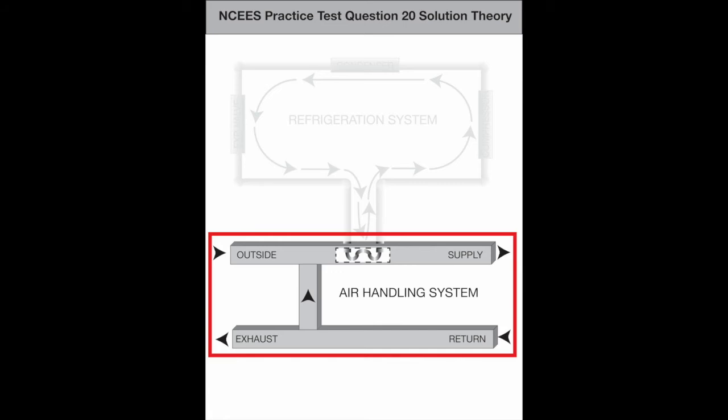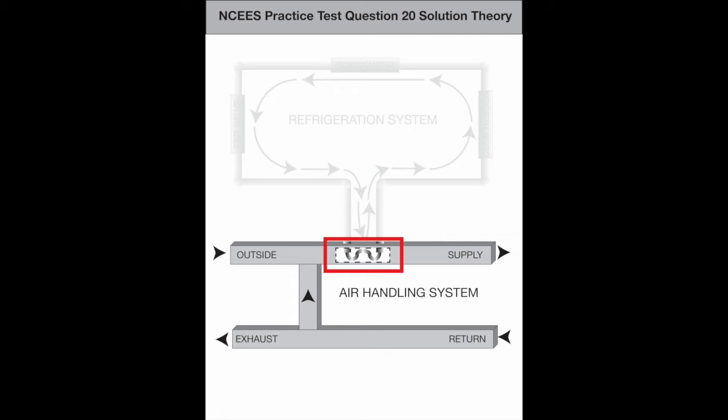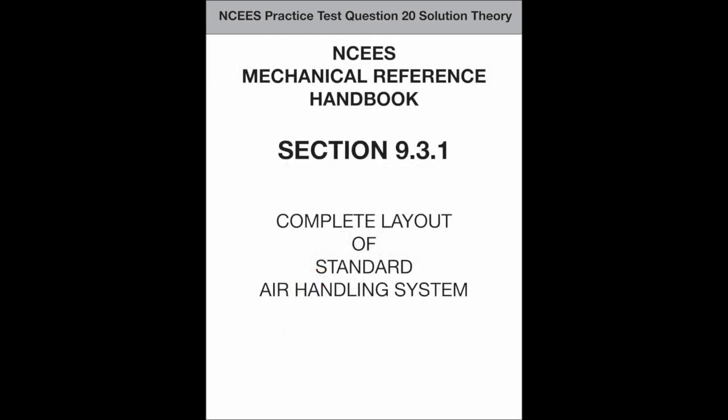Here is a standard and simple air handling system with the following airflow paths: return air, exhaust air, outside air, and supply air. The standard and simple placement of a cooling coil is just upstream of the supply airflow path. This should be obvious. You're not going to spend energy conditioning air which will be rejected, so it wouldn't go here. You are also not going to put it here with all the potential chaos of variables before it is mixed. Reference the NCEES Mechanical Reference Handbook, Section 9.3.1 for a more complete layout.